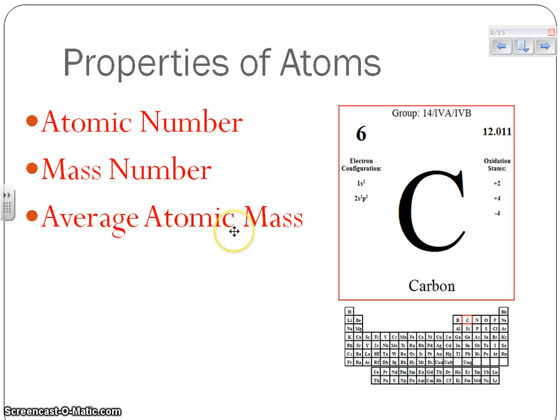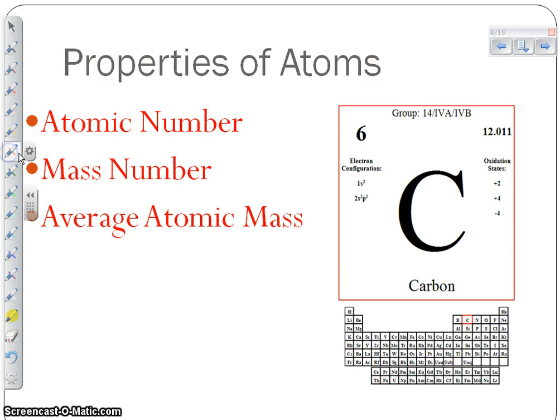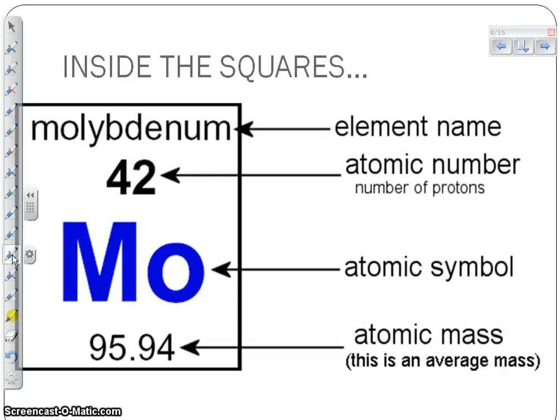Okay? So now that we have the basics of the atom itself, we need to look at some of the properties that can be found on the periodic table. I'll switch up to a little different color for that. We've got the atomic number, the mass number, and the average atomic mass, which are things that we're going to hit in the coming pages. First off, what's inside the squares?